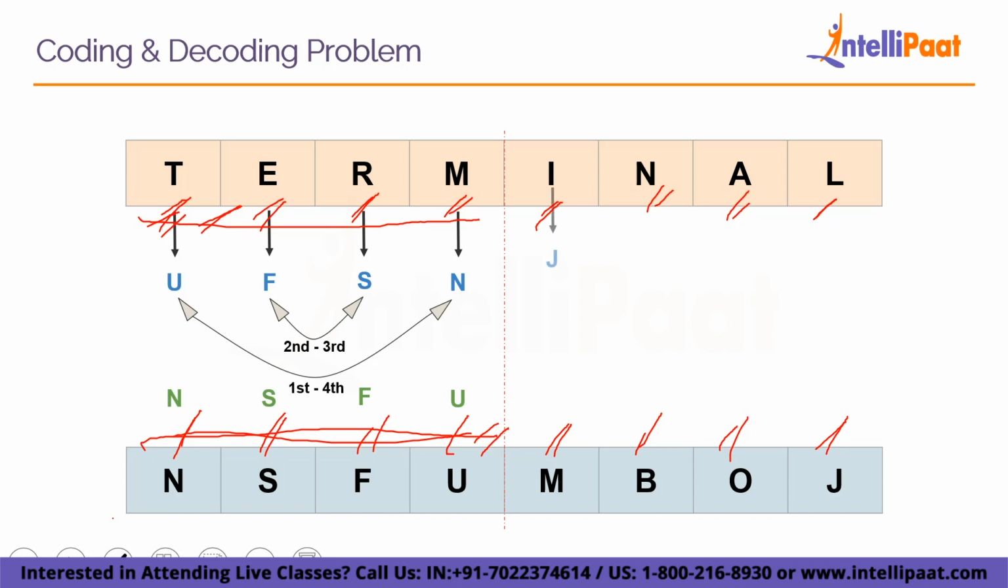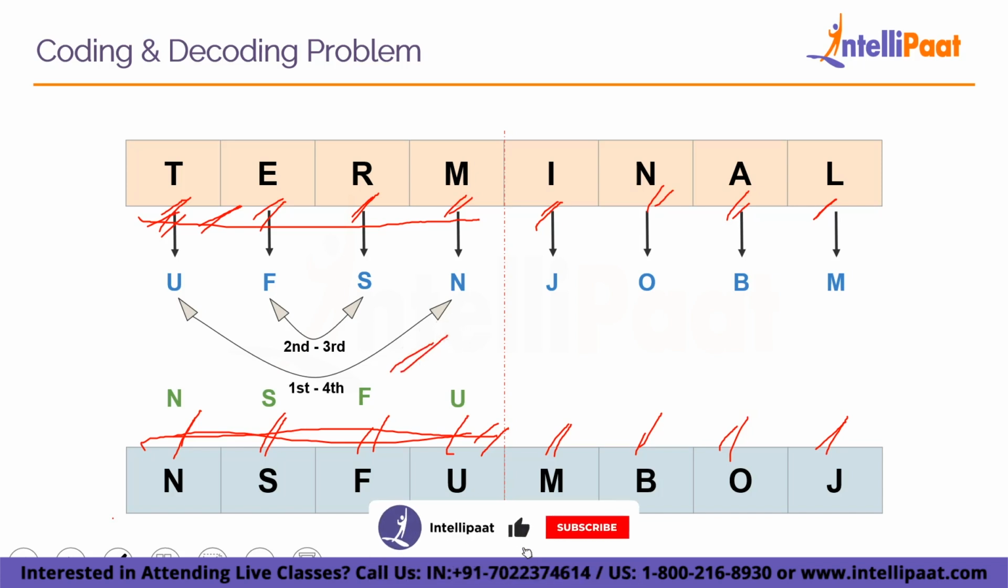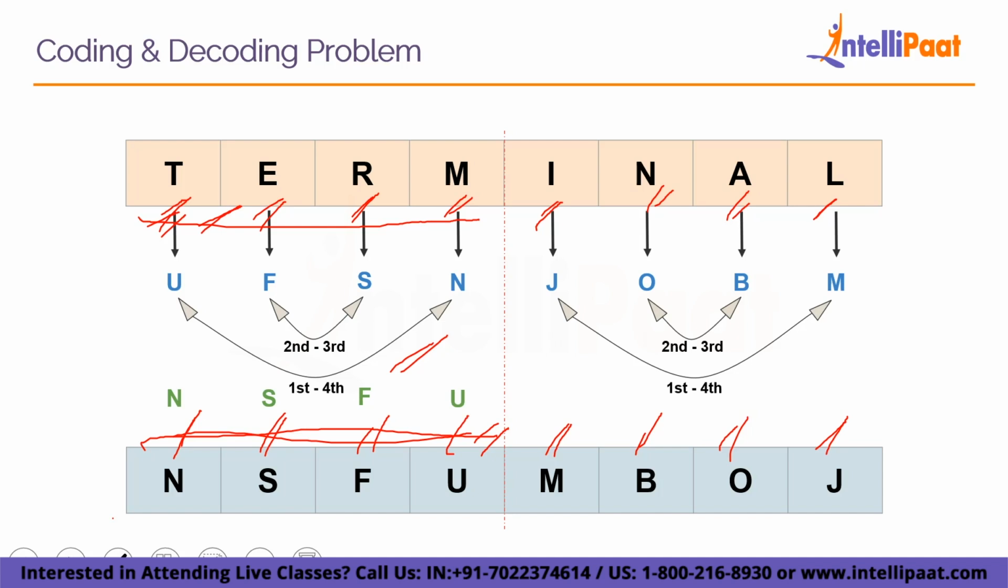So for I, the next letter is J, for N the next letter is O, for A the next letter is B, and for L the next letter is M. And using the same approach that we have followed this side, we are going to interchange first and fourth element, second and third element. And once you interchange that, you will get MBOJ.